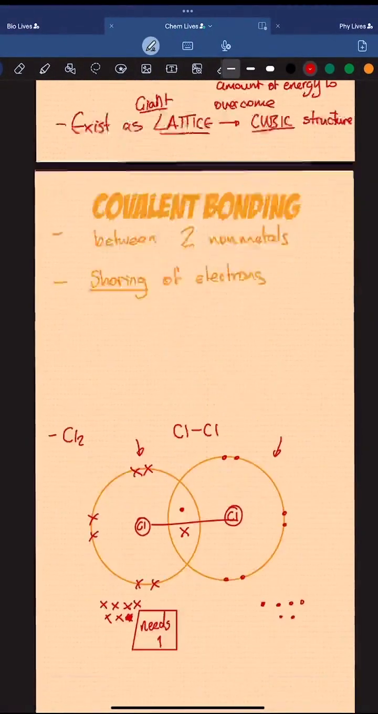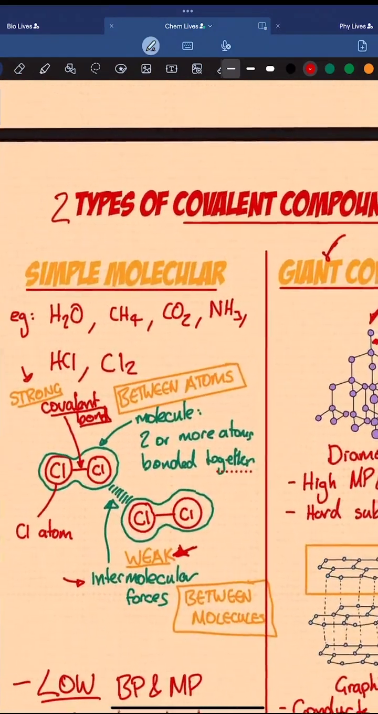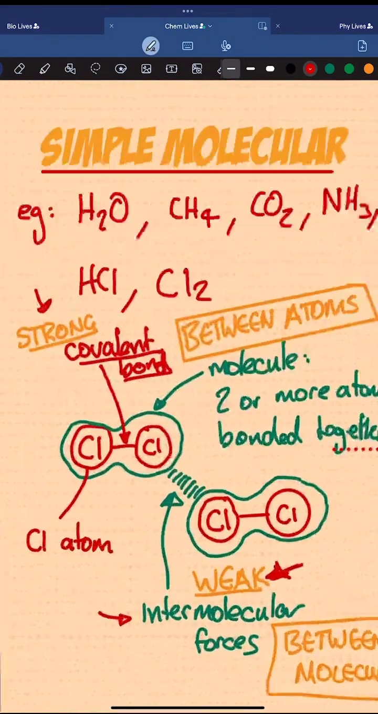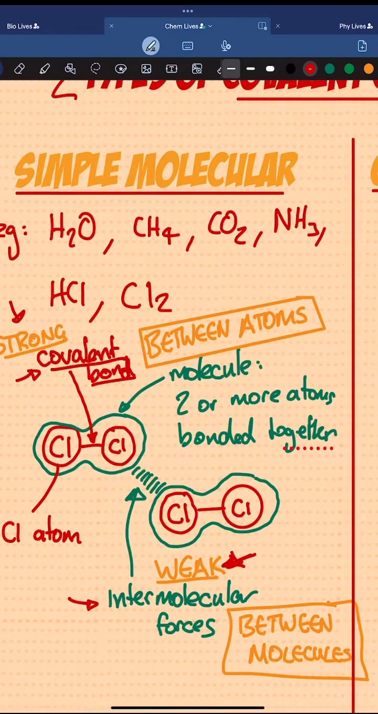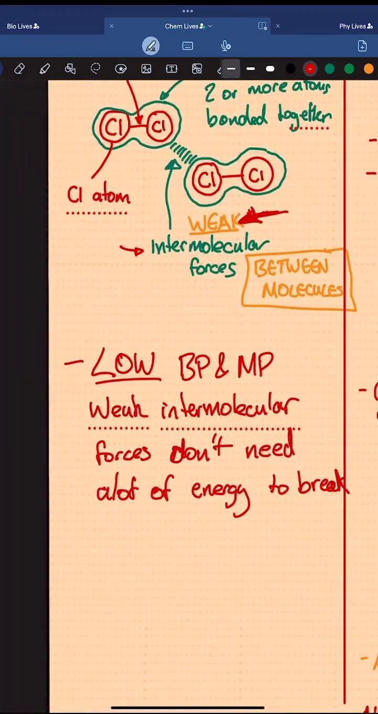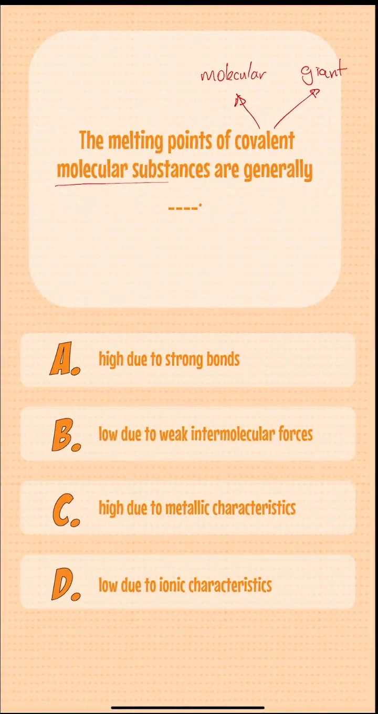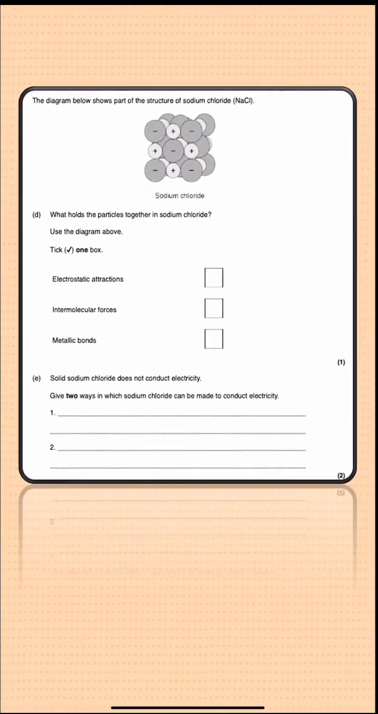The answer is B. Reason is B because, remember what I said, there are strong covalent bonds and there are weak intermolecular forces. The weak intermolecular forces are what give it a low melting and boiling point, because the weak intermolecular forces don't need a lot of energy to break or to overcome. So low due to weak intermolecular forces. Well done, guys. Okay, here we got a lattice structure.